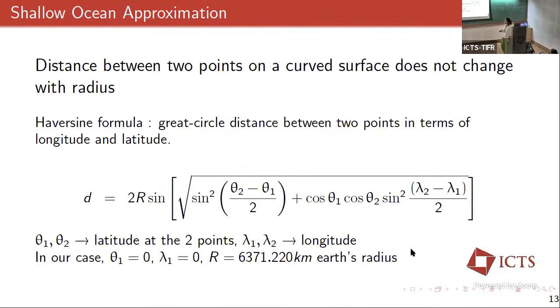Next, the shallow ocean approximation. This slide is a bit dense, but don't worry. I think Jim talked in detail about this. Basically, the shallow ocean approximation happens when the height of the ocean is small compared to the radius of the Earth. So we can consider the height of the ocean to be a constant.